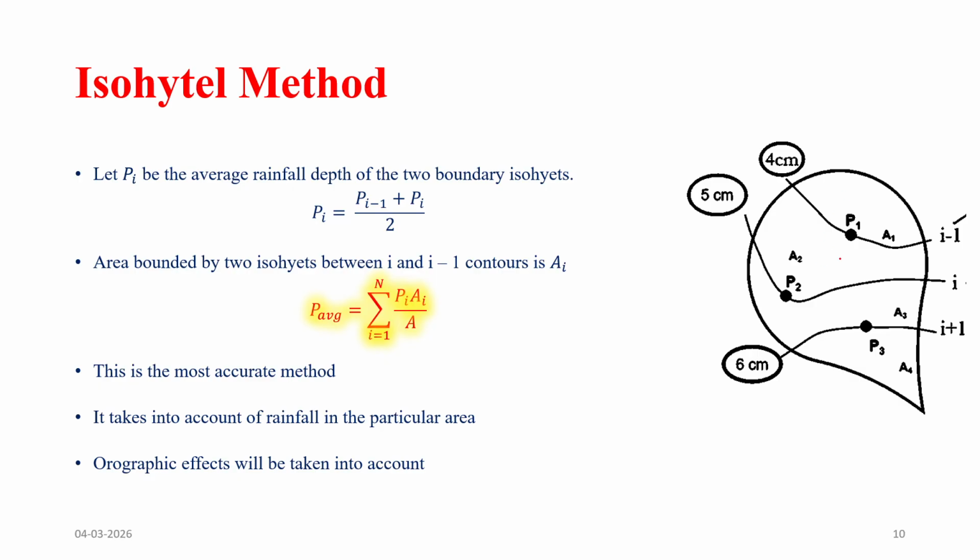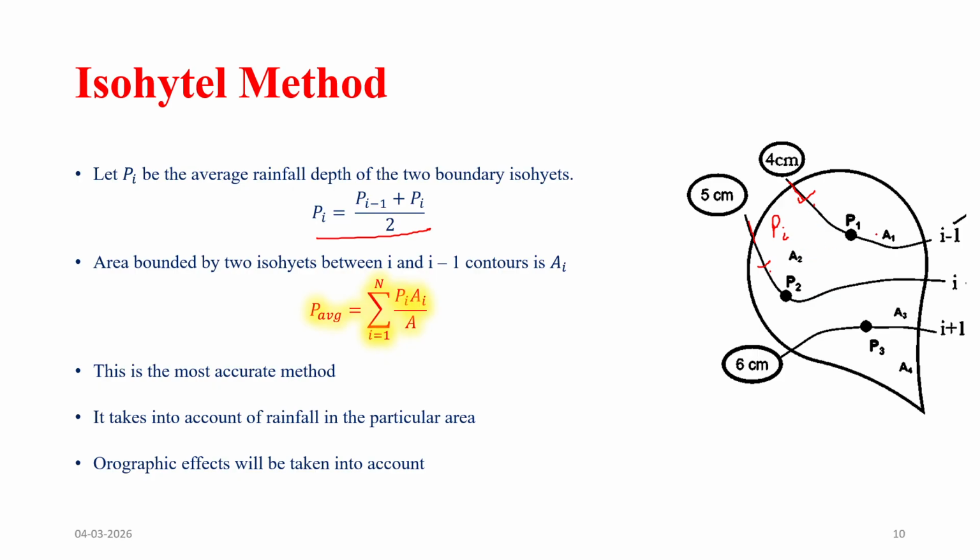For this method, first we need to calculate the average rainfall depth of two boundary isohyets. Suppose these isohyets are 4 centimeter and 5 centimeter, so we calculate the average rainfall for these two consecutive isohyets, Pi, where Pi is equal to Pi minus 1 plus Pi divided by 2, as depicted here. Simply the mean. Now find the area bounded between these two isohyets.